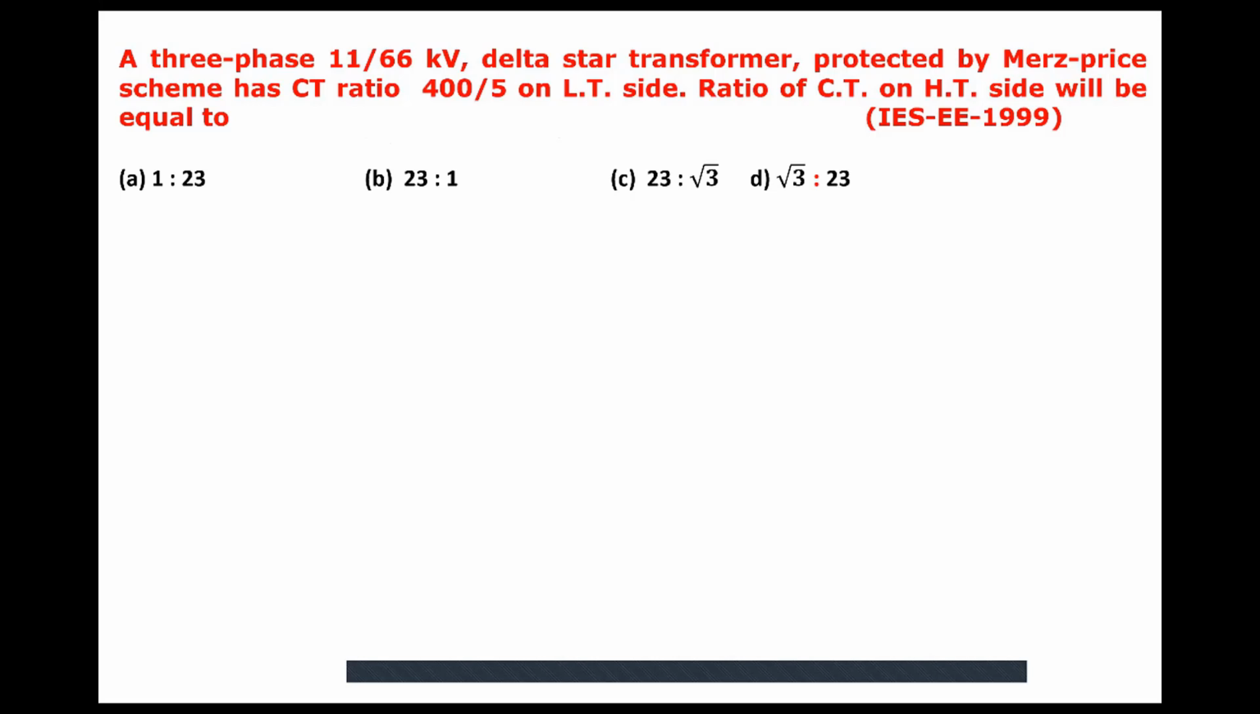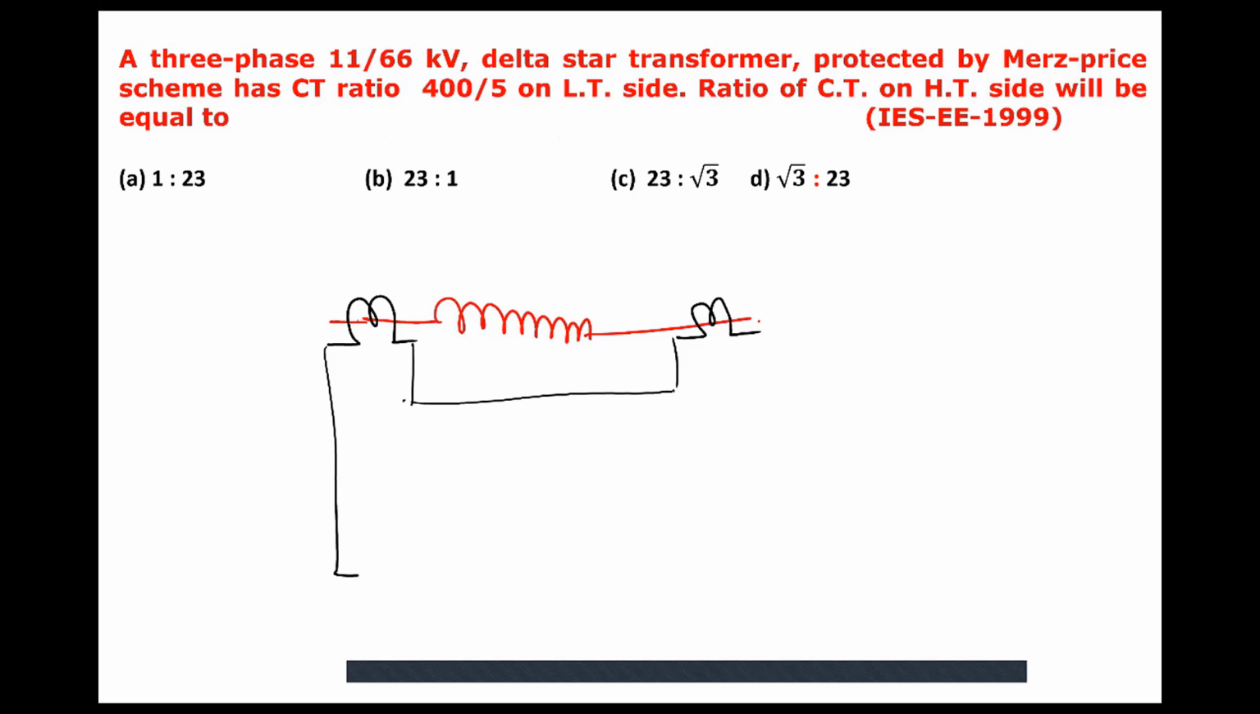Okay, see, leave aside star, delta and everything. When you are implementing any differential scheme, suppose this is the stator winding of the alternator. To protect this, I am implementing the differential scheme. This is one CT and this is one CT. I have connected this and I have connected it like this. This is my relay operating coil.